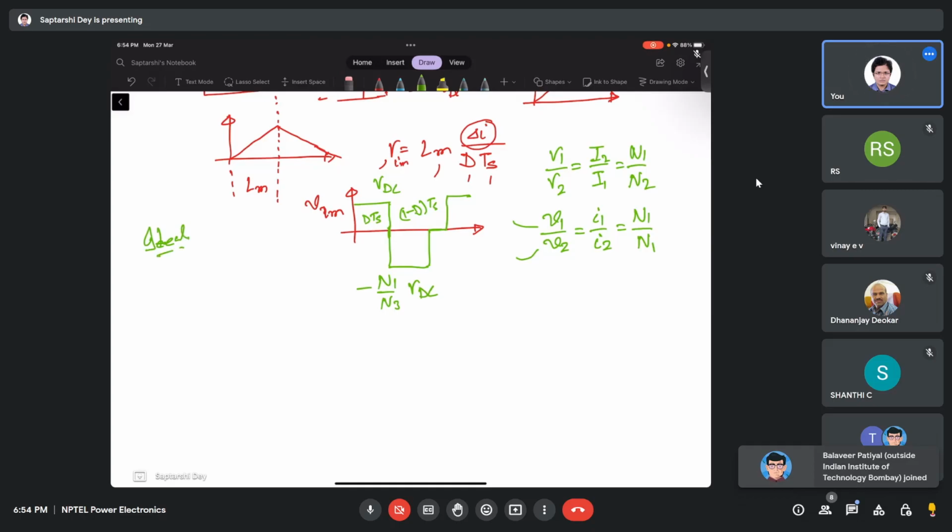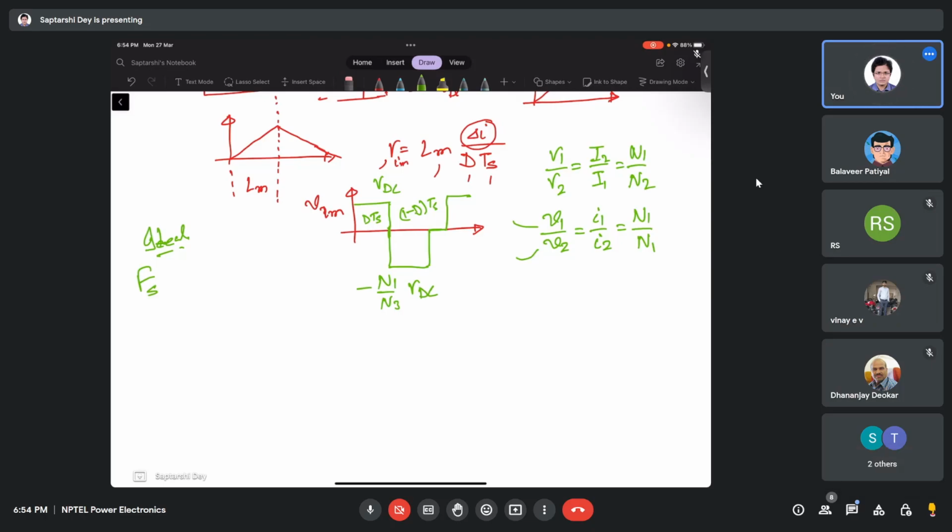Ideally speaking, the switching frequency Fs has no relation with the gain of the converter. V output by V input, it in no way affects the gain of the converter, unless the mode of the converter is changing between DCM and CCM. So if there is no change in mode between CCM and DCM, then variation of switching frequency does not affect the output voltage for a given input voltage.